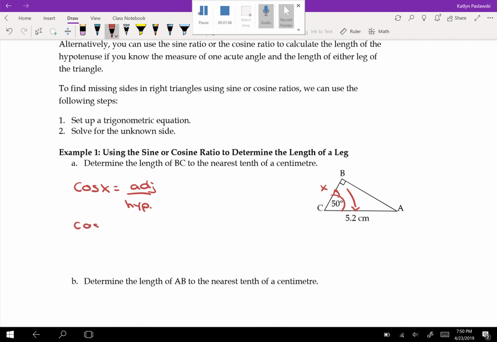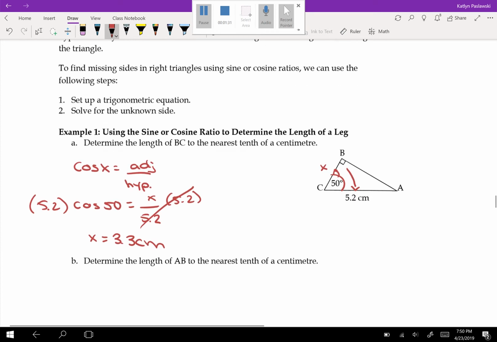Solve for those values. So we have cos 50 is equal to x over 5.2. We now want to isolate the variable x on its own, so I'm going to multiply by 5.2 on both sides. Cos 50 multiplied by 5.2 gives a value of 3.3 centimeters. And that is the length.